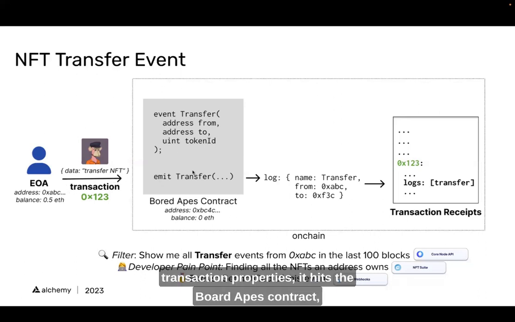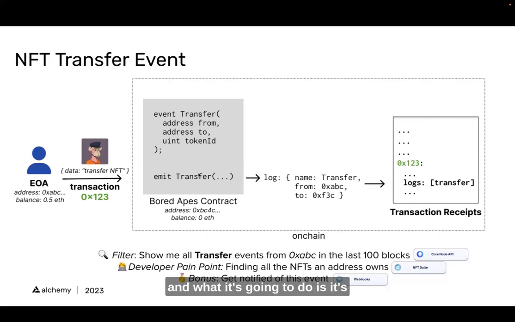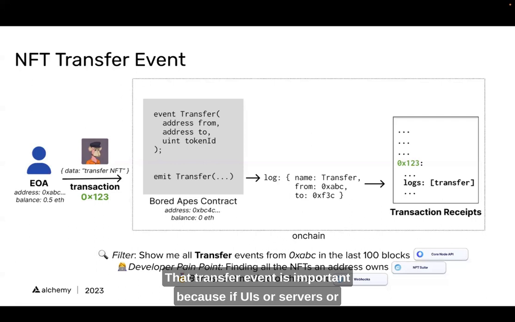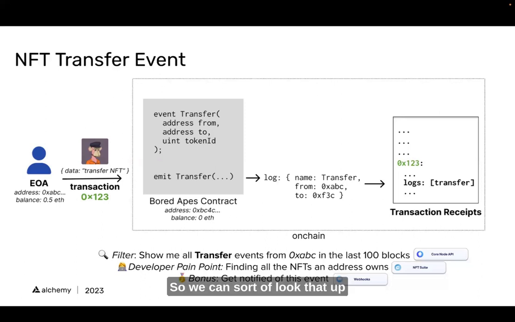It hits the Bored Apes contract, and what it's going to do is emit a transfer event. That transfer event is important because if UIs or servers or any other Web3 application want to listen for when a transaction has occurred, it's important to store this data as a log, as something that has occurred, so we can look it up later and filter on it.